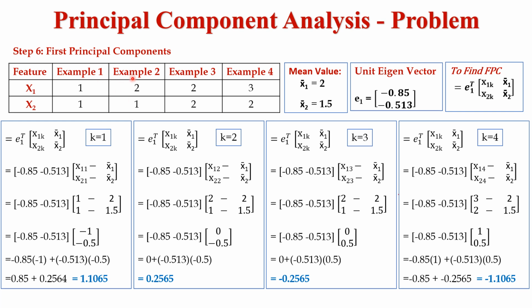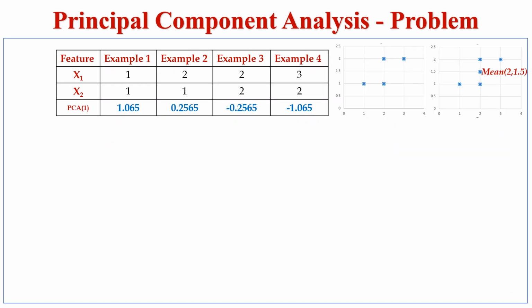We have 4 examples for both the features x1 and x2. So we have found the first principal component for example 1 as 1.1065 and for example 2 as 0.2565, for example 3 as minus 0.2565, and for example 4 the value is minus 1.1065. So this is the final value for our first principal component using the unit eigenvector E1. The principal component values which we have calculated are updated along with the input data values.